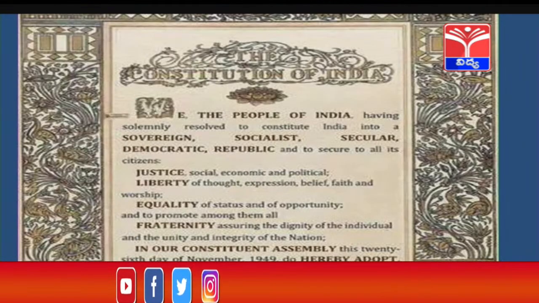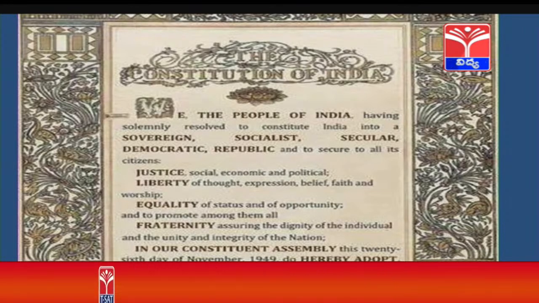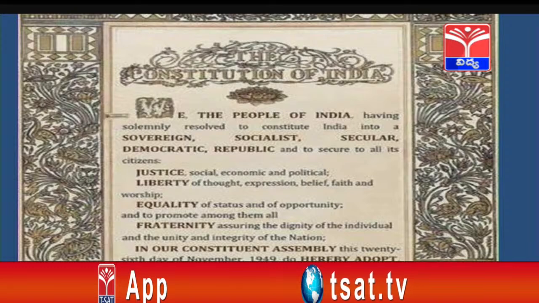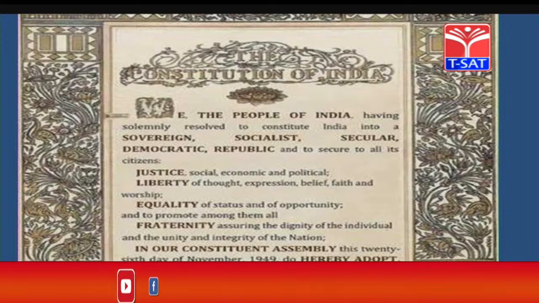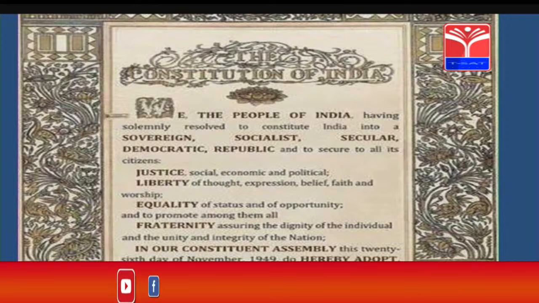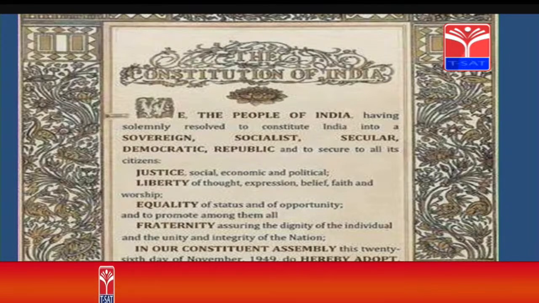In the preamble, importance is given to sovereign, socialist, secular, democratic and republic, and to what kind of justice is being given. Justice is given in the social sector, economic sector and political sector. Equality is given in the same way: first social, then economic and political. So, keeping in mind the social and economic points, most of the policies were concentrated on these two sectors.